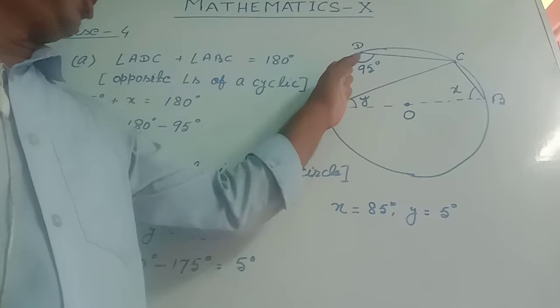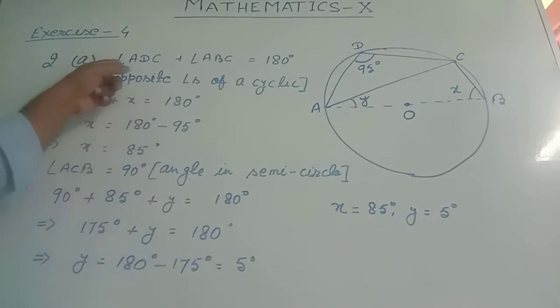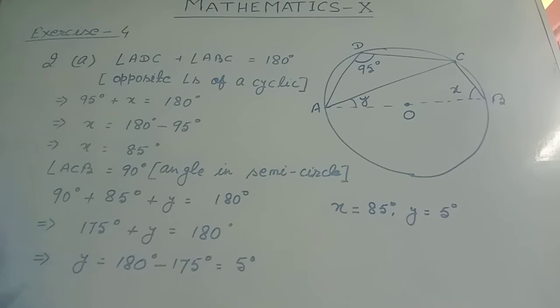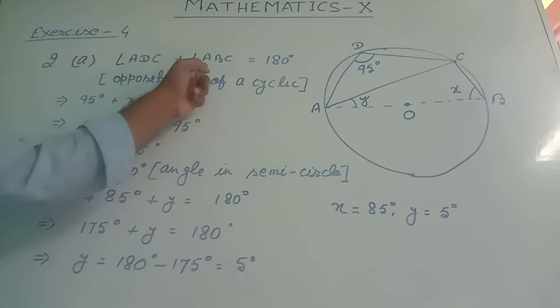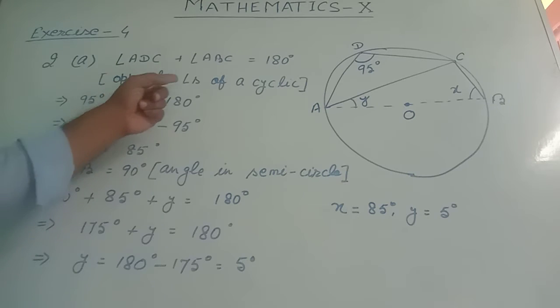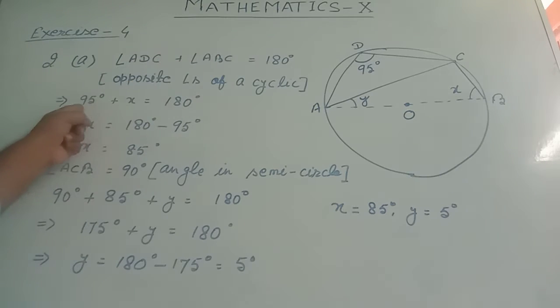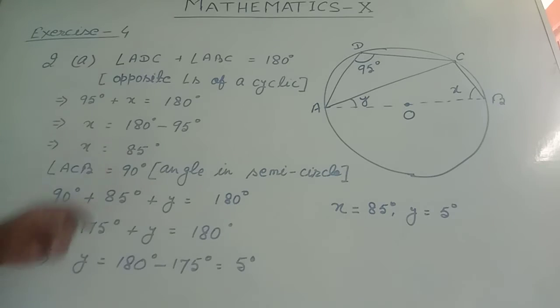So first of all, angle ADC plus angle ABC equal to 180 degree, because these two are opposite angles of a cyclic quadrilateral, and we know the sum of opposite angles of a cyclic quadrilateral is equal to 180 degree. Reason is written, opposite angles of a cyclic quadrilateral. This value is 95 and that is x, so 95 plus x equal to 180 degree. Therefore x equal to 180 degree minus 95 degree equal to 85 degree. X equal to 85 degree.